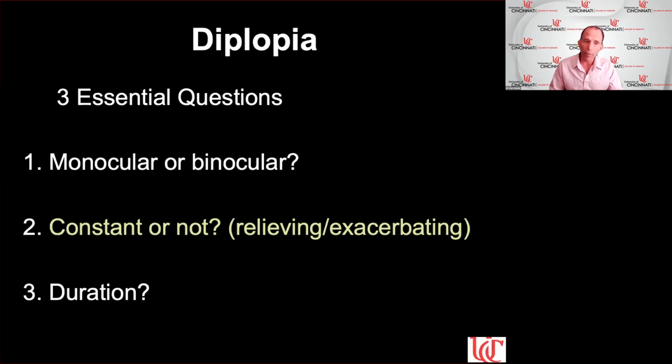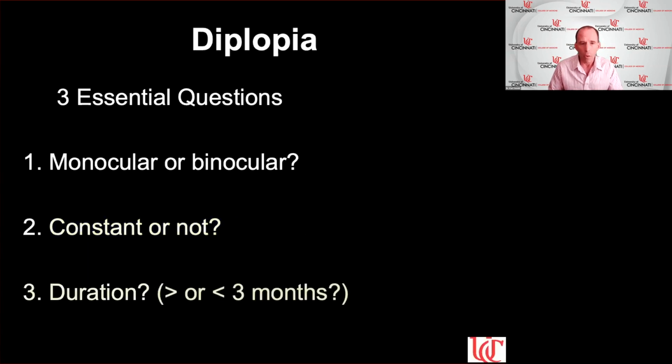And so if the double vision is there for longer than 3 months, then I start to think about other things in the differential diagnosis. If it's less than 3 months, then that microvascular still is potentially on the list of the differential diagnosis. So is it greater than or is it less than 3 months? I want to know that.